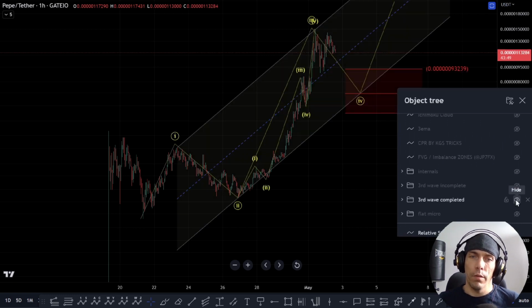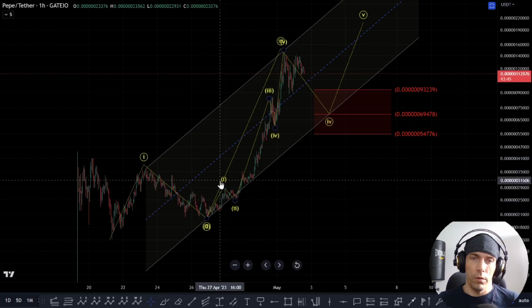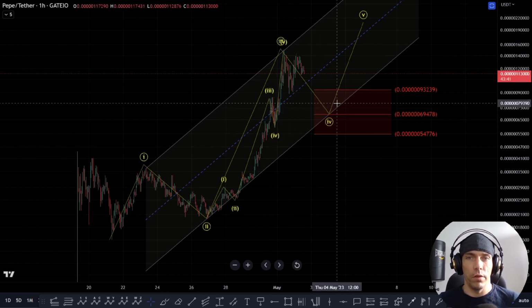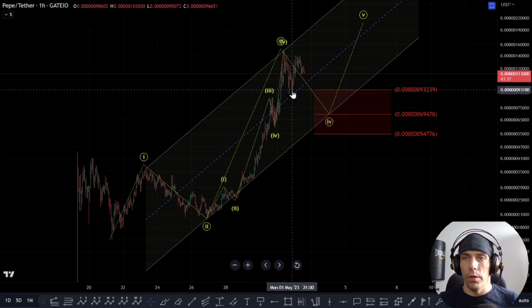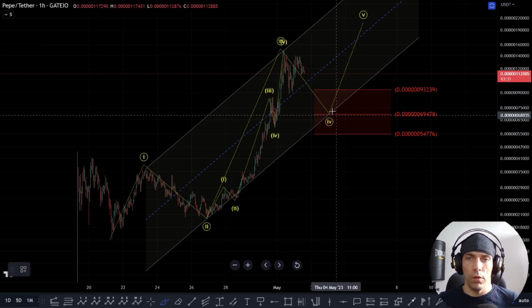From what we have here, I'm looking at this in two ways. Either that we have a third wave which is completed, in which case this would be 1, 2, 3, 4, 5, and we'd actually be looking for a fourth wave retracement now. So we've actually come down already towards this zone here of this 93293 area.